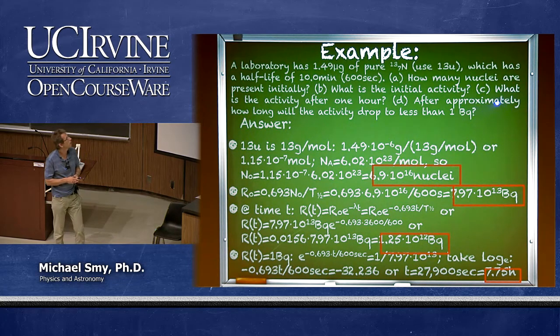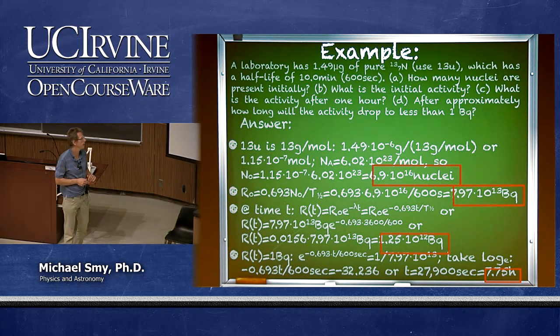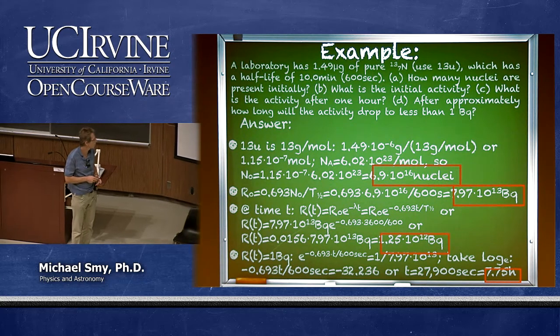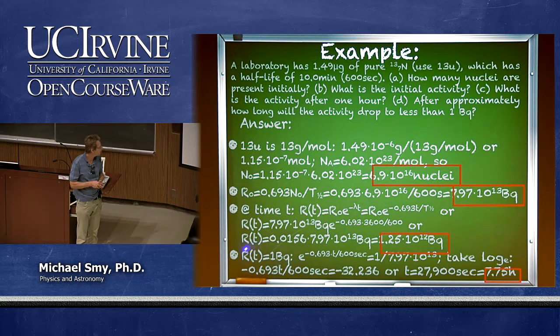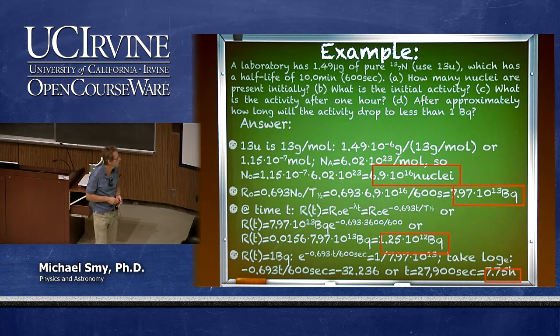And finally, for the last question, how long will it take to get down to 1 becquerel? We have the requirement that the activity at time t should be 1 becquerel. And so that means that this exponential factor has to be 1 over the initial activity to cancel out the initial activity. And so we take the logarithm of this equation. So that cancels the exponential. I just have this ratio.